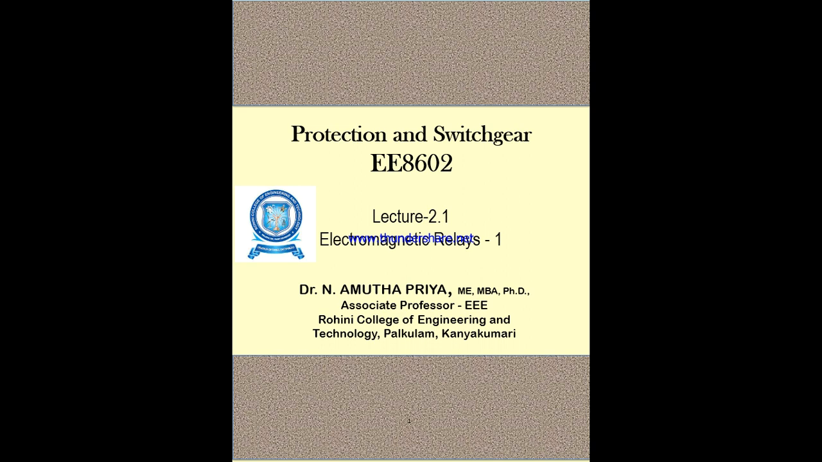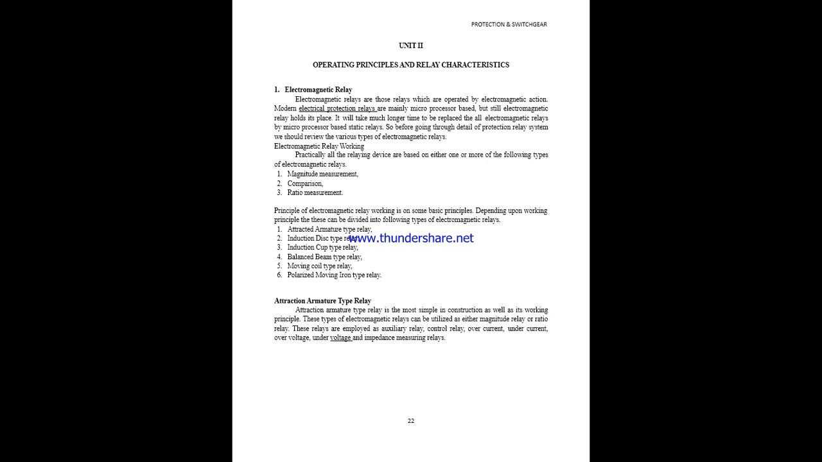We are discussing the subject Protection and Switchgear for Regulation 2017, and we are now discussing electromagnetic relays. So what is an electromagnetic relay? These are the relays which are operated by the principle of electromagnetism. Modern electrical protection relays are mainly microprocessor based, but still the electromagnetic relay holds its place. It will take much longer to replace all the electromagnetic relays with microprocessor based static relays.